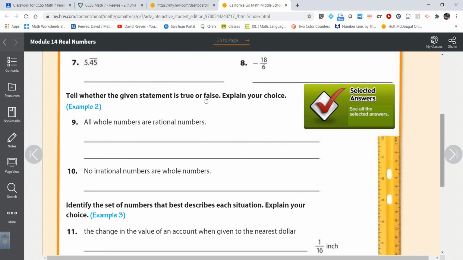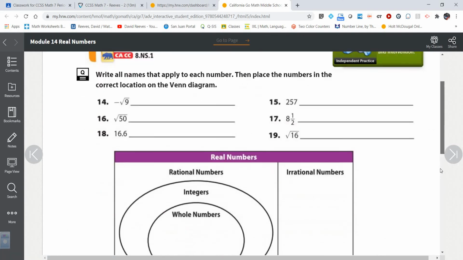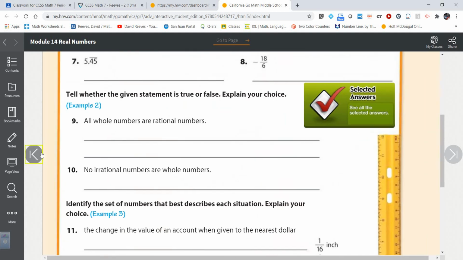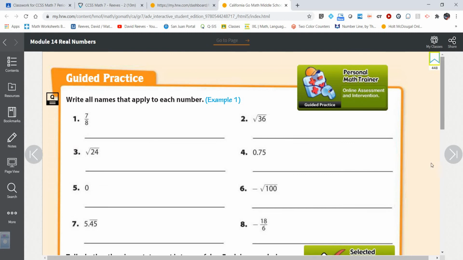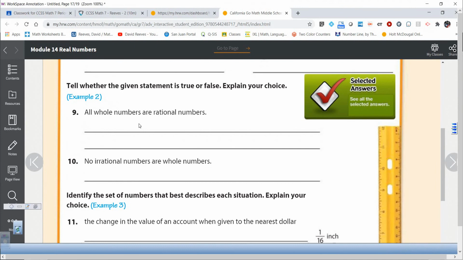All right, true or false, all whole numbers are rational numbers. If we go back over here to this diagram, whole numbers is smaller than rational numbers, and it's on this side, so that one is going to be true. All whole numbers are rational numbers. That is going to be true. It's a subset. Whole numbers are a subset.